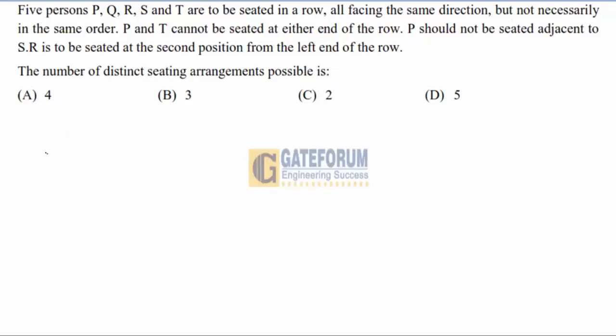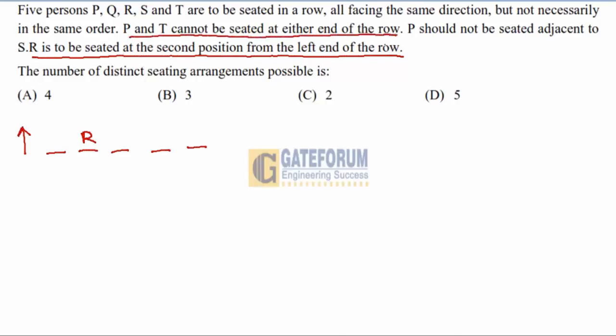Let us see. 5 persons are there. All are facing this direction. So R is to be seated at the second position from the left end of the row. So R's position is always this. This is a permanent fixture. Now the others, P and T cannot be seated at either end of the row, and P should not be seated adjacent to S. Well, so what can be the different cases?